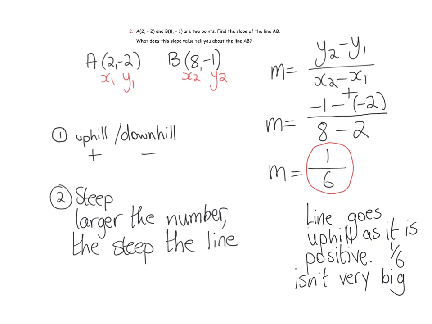And because it's not very big, the line AB isn't very steep. So again, every time it asks you to talk about a slope, you talk about 2 things. First of all, you talk about whether it's going uphill or downhill, and second of all, you talk about the steepness of it. So whether it's a large number or a small number. If it's a large number, it is very steep. If it's a small number, it's not very steep.